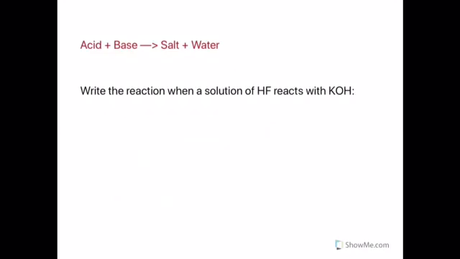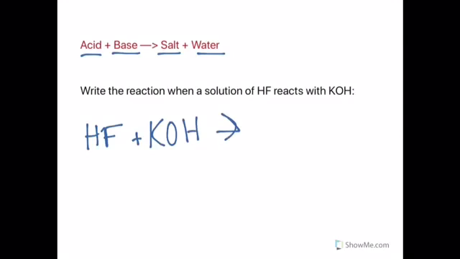If we look at an example of an acid-base reaction, we can easily neutralize it using our formula, knowing that an acid plus a base yields a salt plus water. Write the reaction when a solution of hydrofluoric acid reacts with potassium hydroxide. This reaction will give us a salt where the anion of the acid is replaced with the other metal. This will give us potassium fluoride plus the hydrogen and the hydroxide of the acid and the base will give us our water. This equation is already balanced, so let's look at another example.